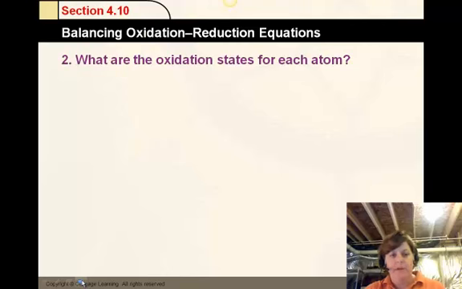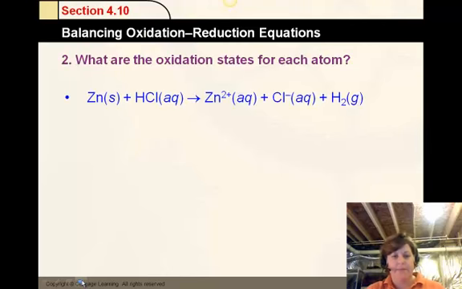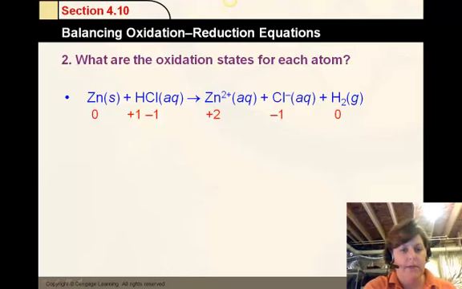Well, anyway, what are the oxidation states for each atom? All right, so there they are again, and hopefully you know the charges of those particular atoms. Zinc is 0, hydrogen is +1, chlorine is -1, zinc is +2 because there it is, chlorine's -1, and hydrogen gas is 0.